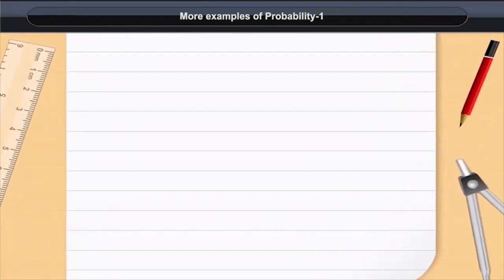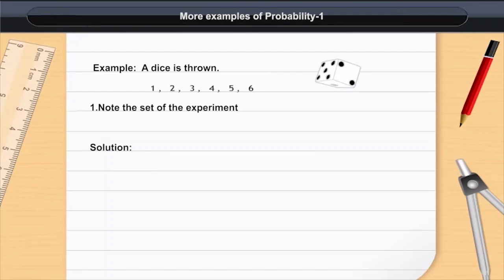More examples of probability 1. Let us look at some more examples. Example: a dice is thrown. 1. Note the sample space of the experiment.